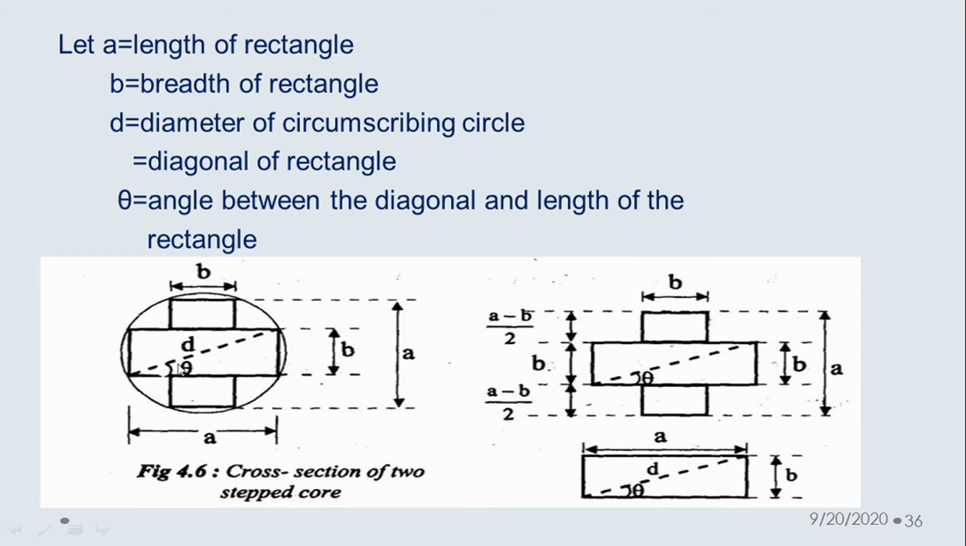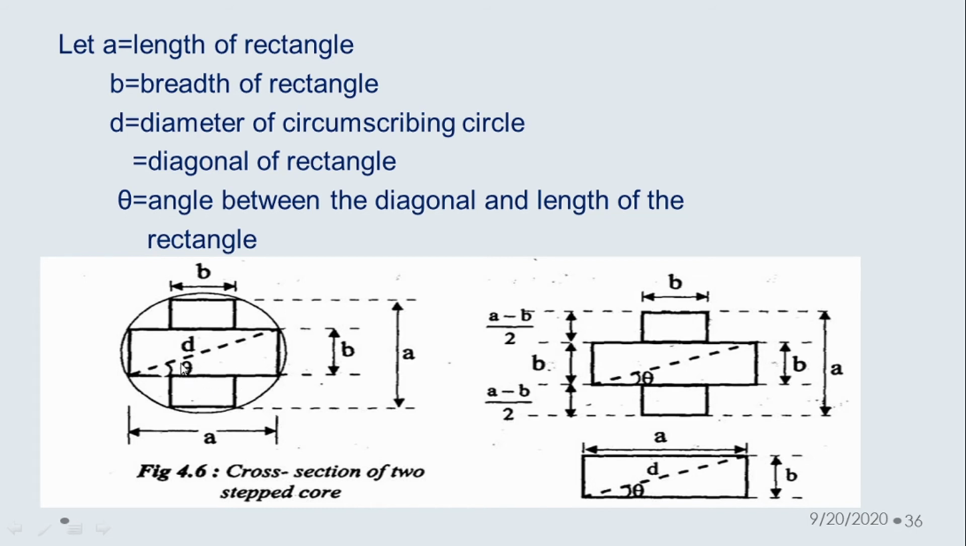Let D be the diagonal of this particular rectangle. Let A be the length of this rectangle and B be the width of this rectangle. Then this will become A and this will become B, correct? This is the width and this is the length. So they are mounted 90 degrees to each other.